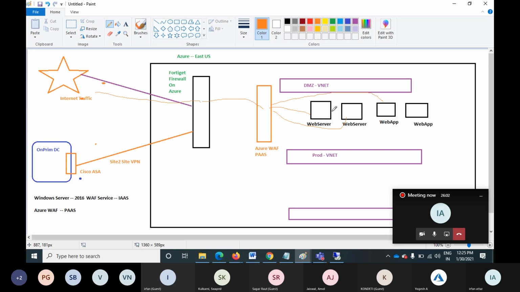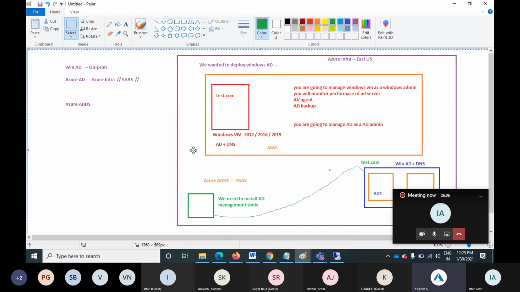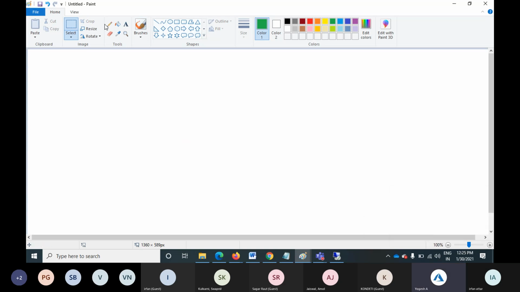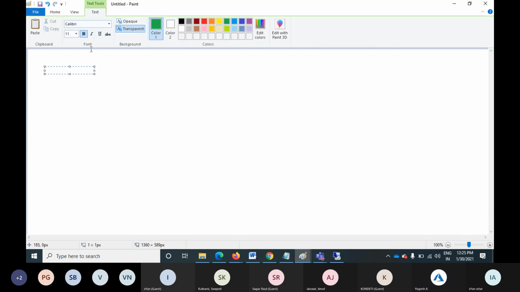Okay, so let's go into the site-to-site VPN. Today we'll focus on Azure VPN gateway. Again, Azure VPN gateway comes under PaaS service.